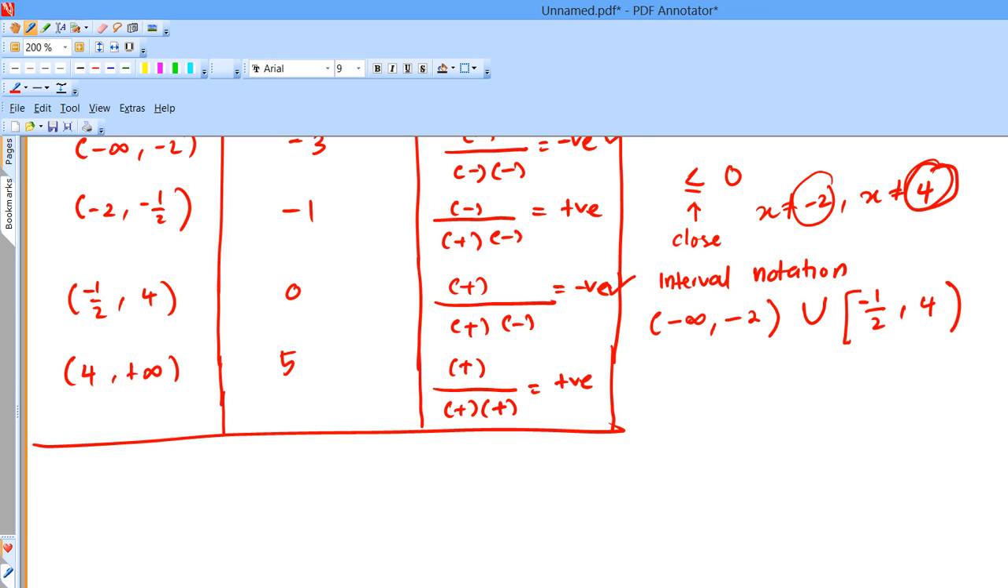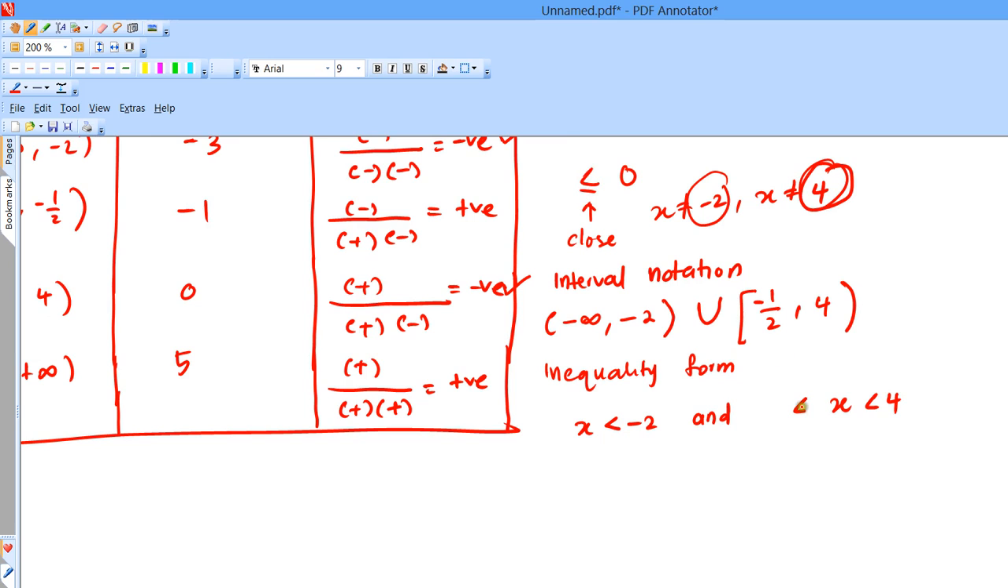Or how to write it in inequality form. For the first interval, x less than -2, and for the second, x less than 4 and greater than or equal to -1/2. Okay, thank you.